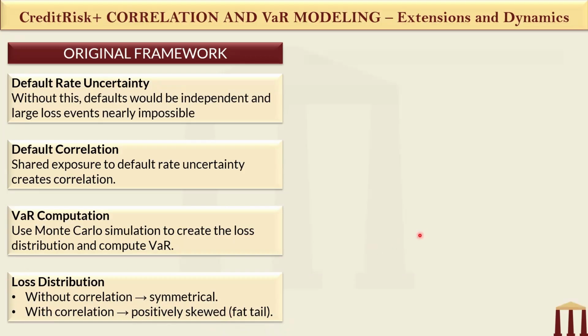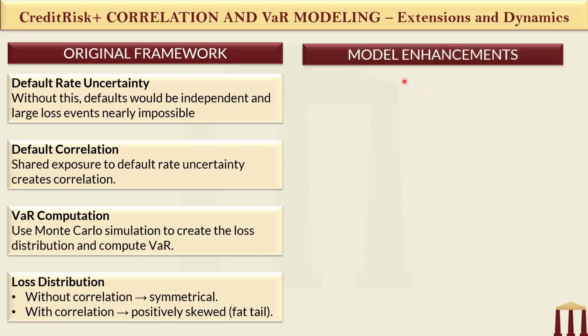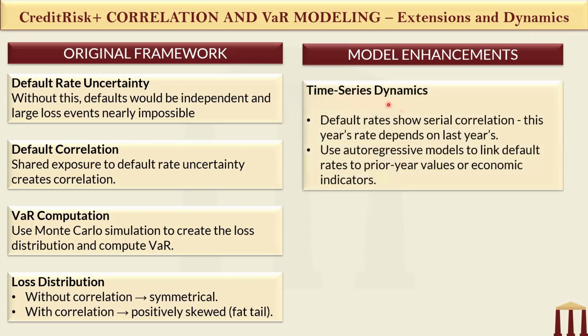Then let us see some enhancements. As we discussed, we'll also discuss some of the modern enhancements to CreditRisk+. The first one is time series dynamics, or time series consideration. See, historical data shows something more. It shows that default rates show serial correlation. So this year's rate depends on last year's.